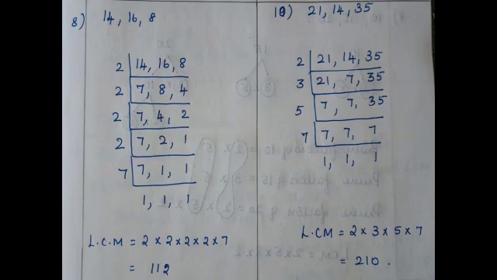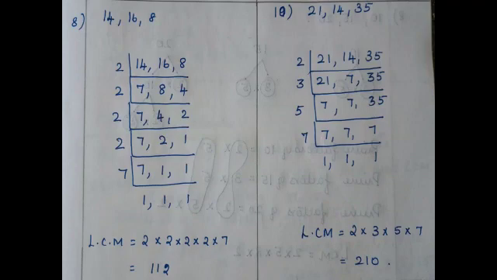Let us see another sum: 21, 14, 35. So again you will divide by the smallest common prime factor. You take 2 and you write 21 as it is, as you cannot divide 21 by 2. Then the next number is 14, so 7 2s are 14. Copy the number 35 as it is.